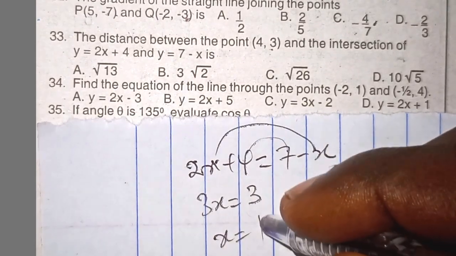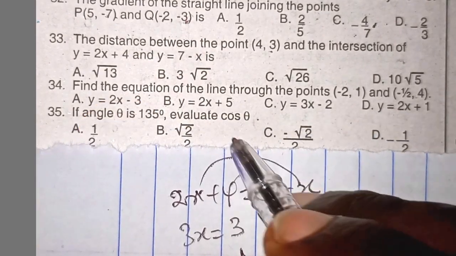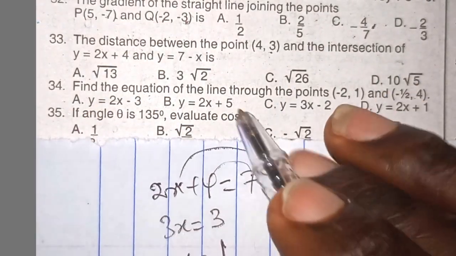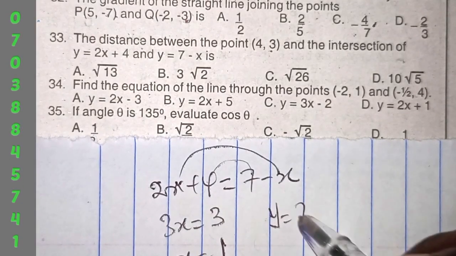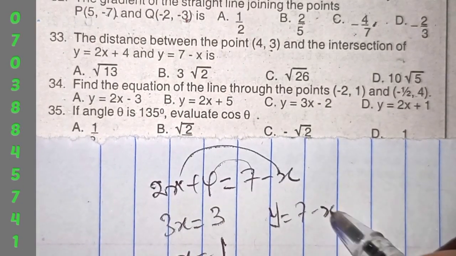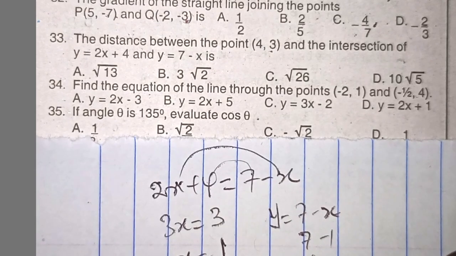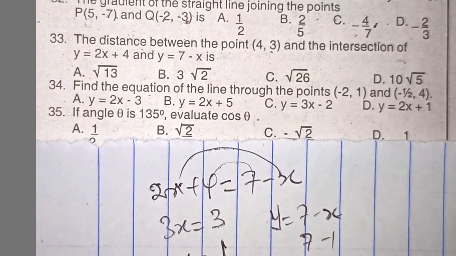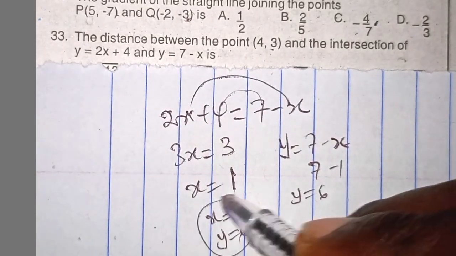So since x is equal to 1, what is y? But you know from the beginning of this question, as you can see, y is 7 minus x, right? So when you write y equals 7 minus x, if you put x as 1, just put 7 minus 1, you're going to get y as 6. That means x is 1, while y is equal to 6. Okay? So that means x is 1 and y is 6.